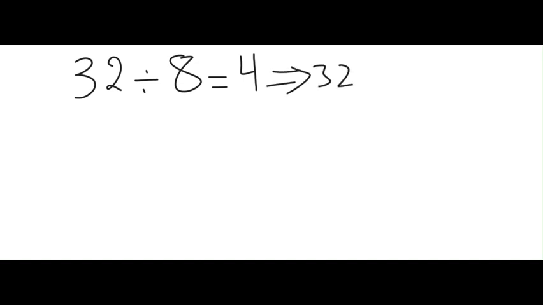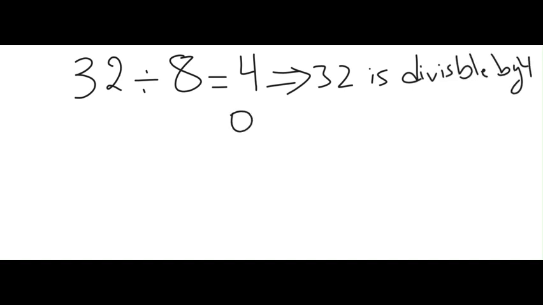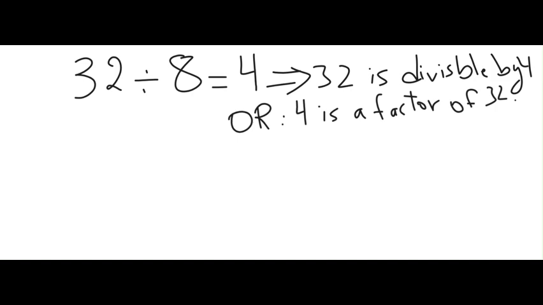A number is divisible by another if we make the division, like for example 32 divided by 8, and we get a whole number without any remainder. This means that 32 is divisible by 4. We can also say that 4 is a factor of 32, and here both 8 and 4 are factors of 32. This is the meaning of divisible.